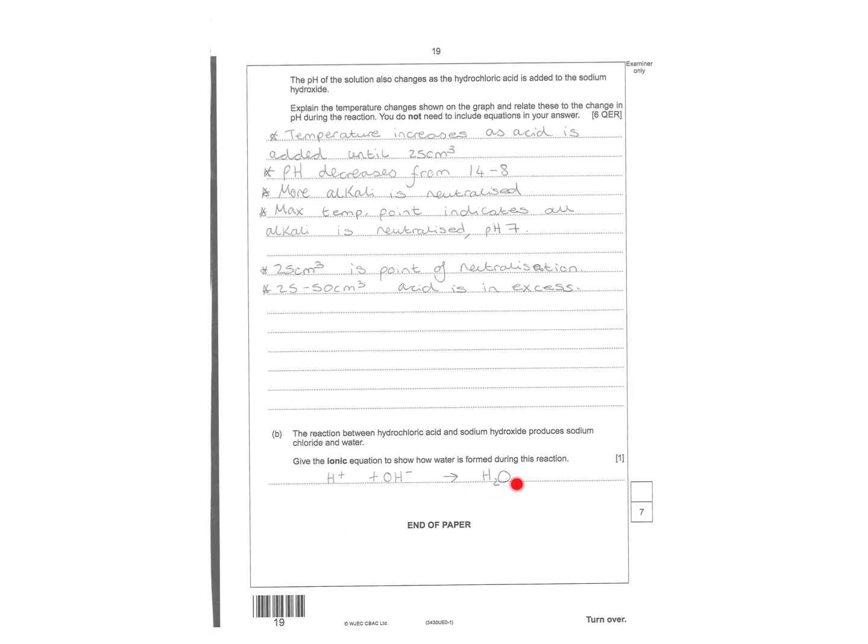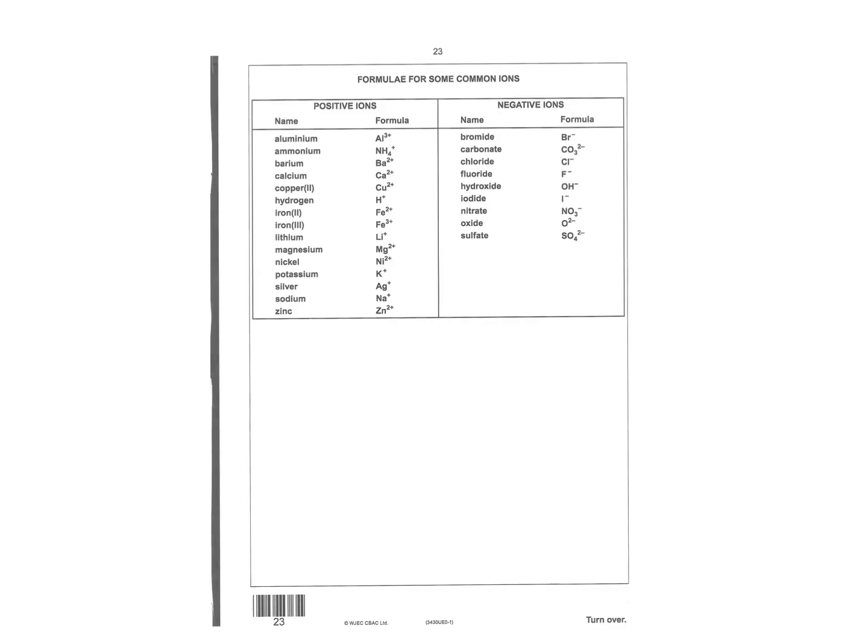This comes up quite a lot, the ionic equation for that reaction. So that comes from the acid, that comes from the alkali or the base, and they make water, which is neutral. And again then, blank page, so if you do, make sure you put the question numbers. Table of, loads of blank pages, table of ions and periodic table.